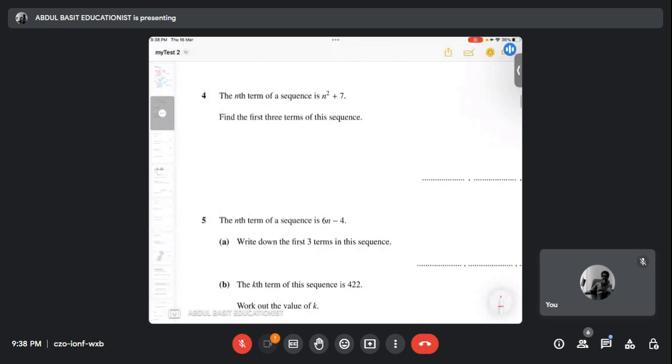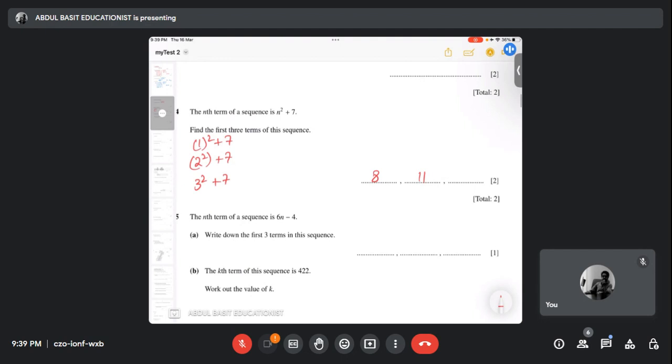The n term of the sequence is n square plus 7. Write down the first three terms of the sequence. What does this mean, Rida? Sir, we have to put 1, 2 and 3 in n. Very good. So the first term will be 1 square plus 7, which is equal to 8. 2 square plus 7: 2 square is 4, 4 plus 7 is 11. Okay, 3 square plus 7: 9 plus 7 is 16.